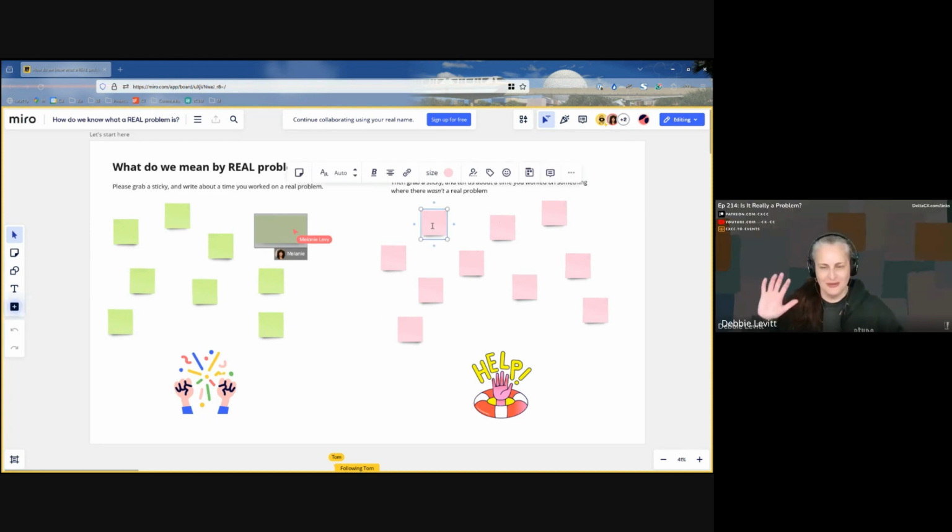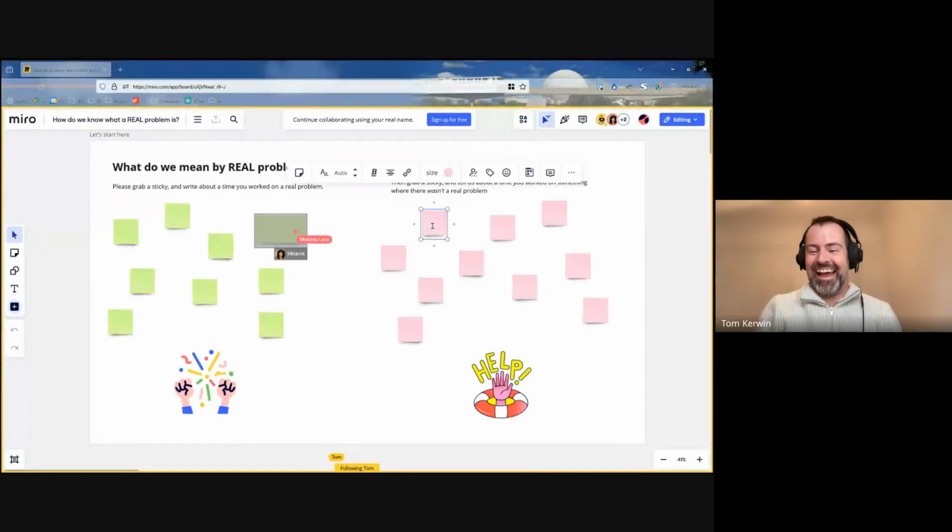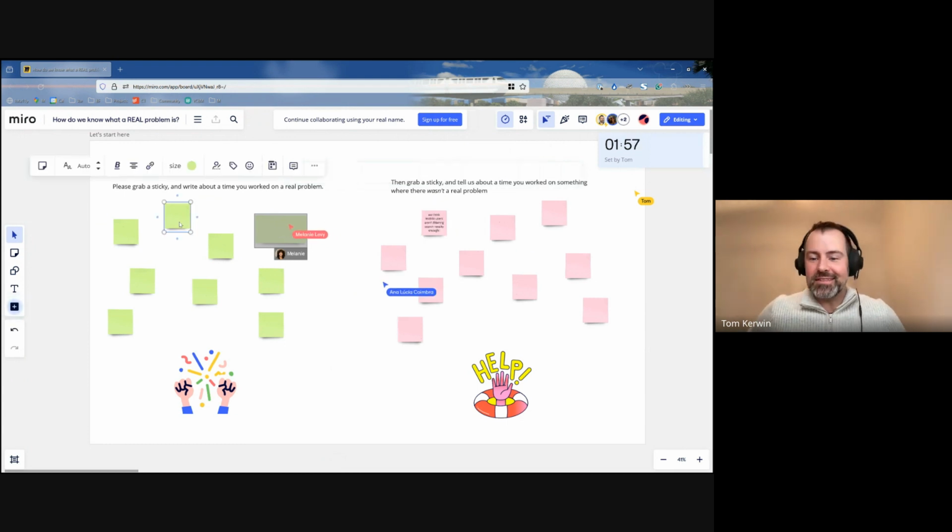Okay, so many pink stickies. Somebody stop me. So I'll use my Miro powers. Let's just do 2 minutes, see if we can get down a couple of ideas. And thank you everyone for indulging this.